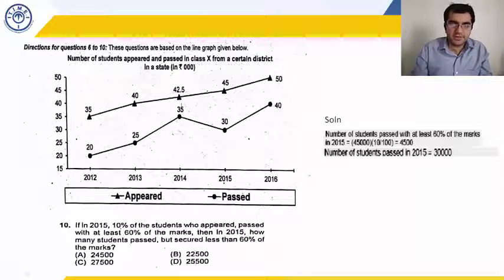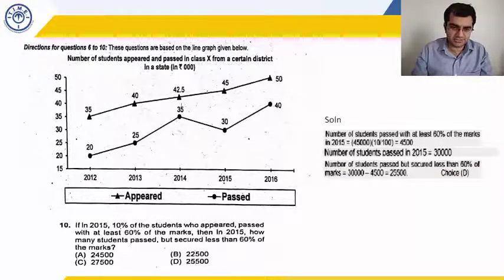Now, in total, the students who passed are 30,000. Of them, 4,500 passed with at least 60% marks. So that means the remaining people who passed would not have secured 60% marks. So that's simply 30,000 minus 4,500, that is 25,500. That's all. As simple as that.